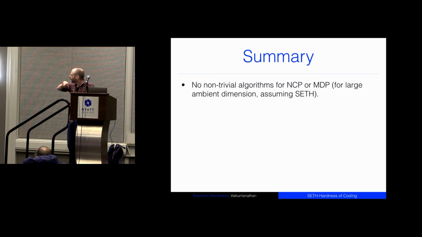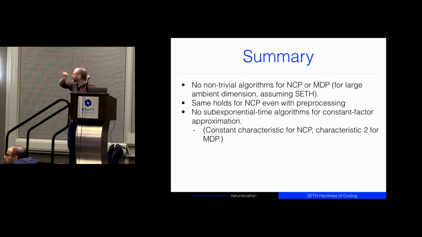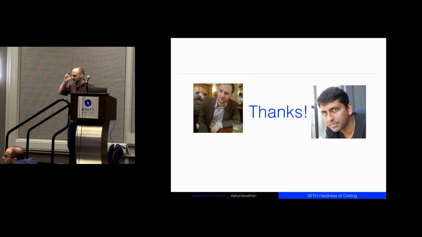The very rough proof idea for the experts: we followed Dumer, Micciancio, and Safra. So in summary, we showed there are no non-trivial algorithms for the two most important coding problems, assuming SETH. The same holds even with preprocessing. For constant factor approximation, we get morally similar results. And that's essentially all I want to say, except for an extraordinarily shameless plug.